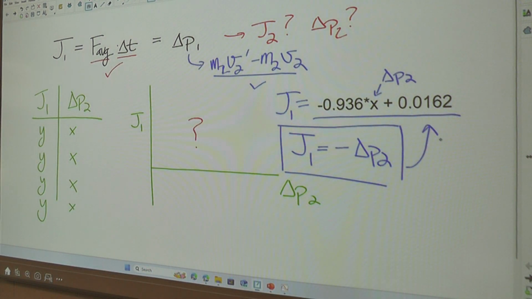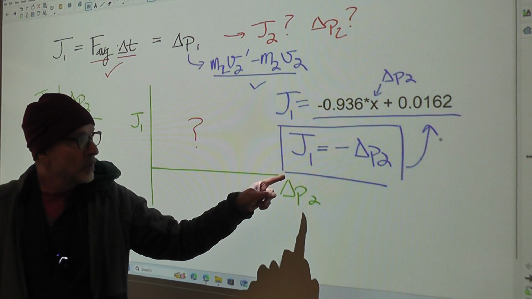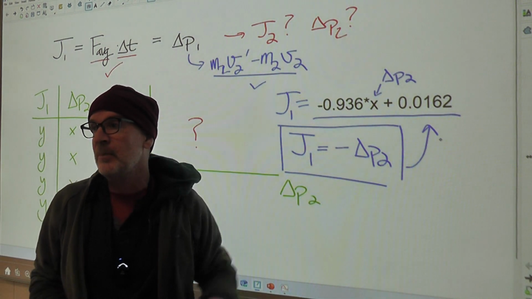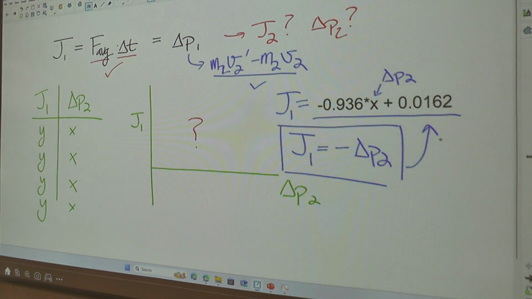The relationship that we uncovered is almost that the impulse acting on my green cart was equal to the opposite of the change in momentum of the yellow cart. And that, in fact, makes a lot of sense. And I'm going to show you a couple derivations for that right now.